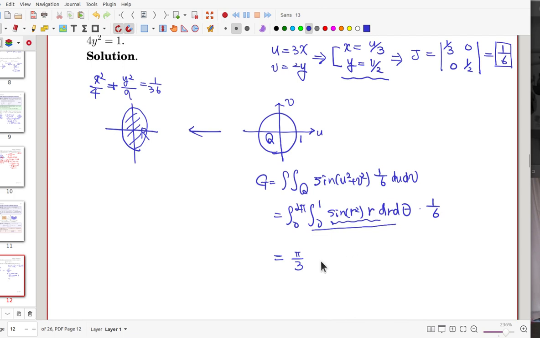What is that? That is minus cosine of r squared, and if we put here 1/2, then it's the antiderivative. Okay, that is the antiderivative. We have to evaluate this one from 0 to 1. Right? Okay.